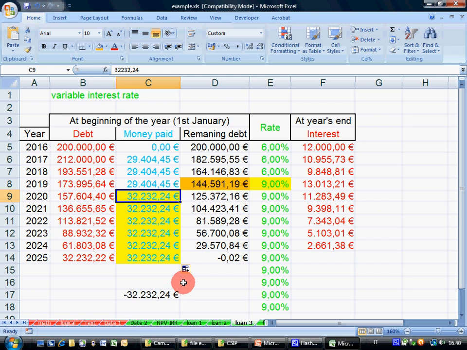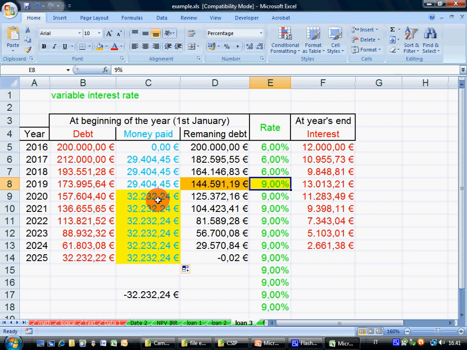Okay, this is how the loan table is built. This is the other situation, what I will build now. It's a situation when the number of payments is the same, so your debt will be paid back in a fixed amount of time, but your payment is not constant. So whenever your interest rate changes, automatically your payment changes.